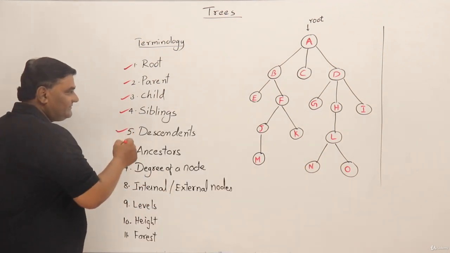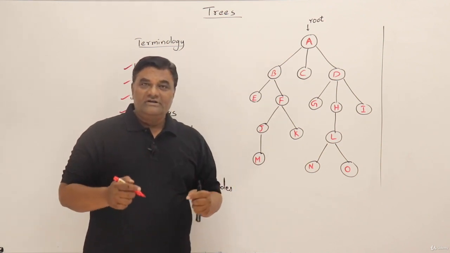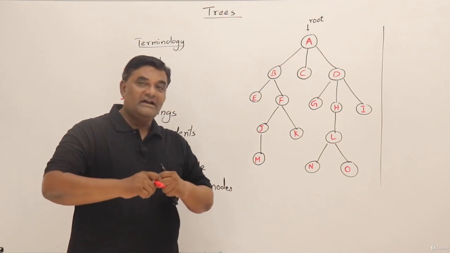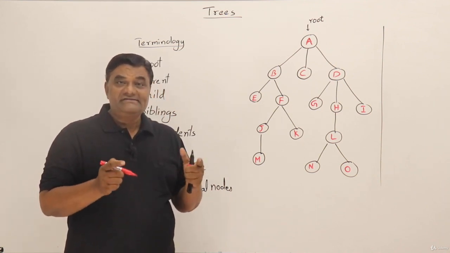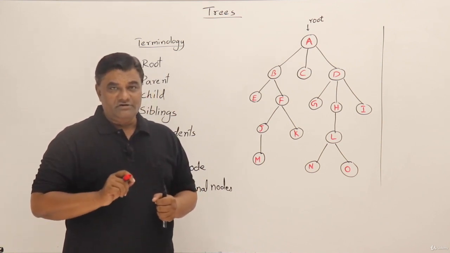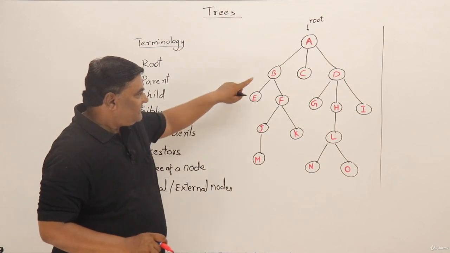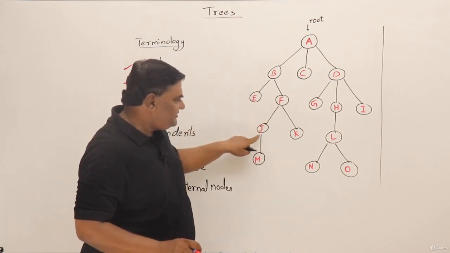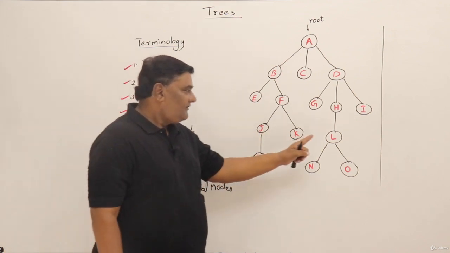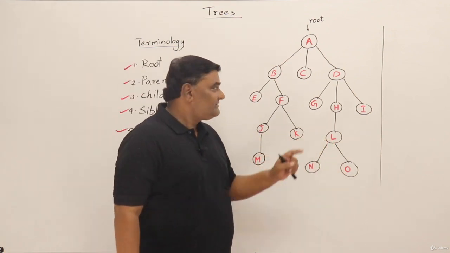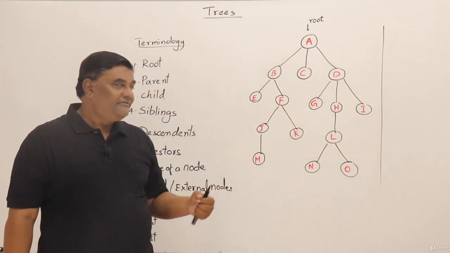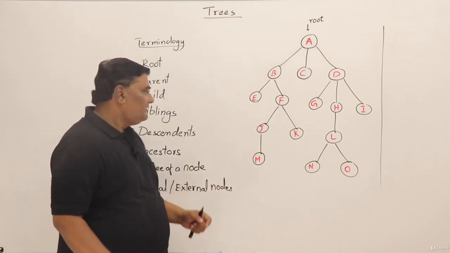Next, descendants. For any node, the set of nodes which are its children and their children and their children, and so on. Or in other words, descendants are all those nodes which can be reached from a particular node or under that node. For example, for B, E, F, J, K, M, all these are descendants of B. For L, N and O are descendants. For D, G, H, I, L, N, O, all the nodes that are reachable from D are descendants of D.